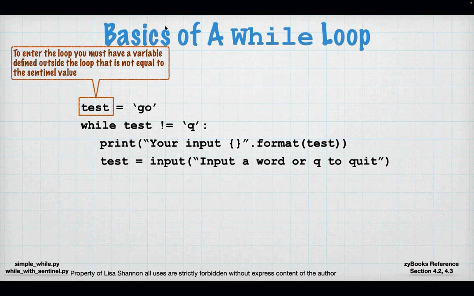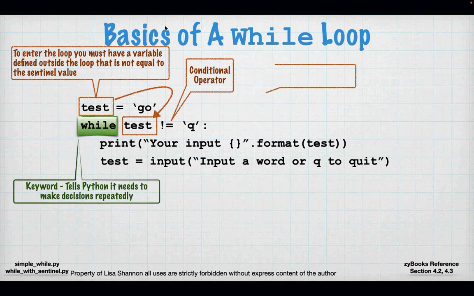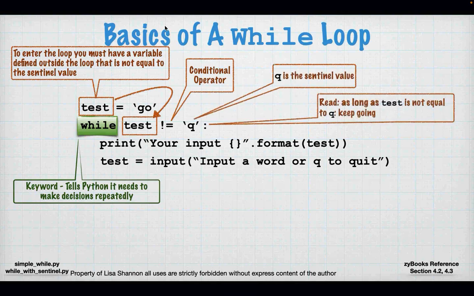Generally, that's the way it's written. So in this case, I have a variable called test. Test is going to contain the value that I am going to evaluate against the sentinel value. In this case, the sentinel value is Q. Q is for quit. Do I want to quit the loop or do I want to keep going? So while tells Python it's going to have to make a decision repeatedly. What it's making the decision based on is the value of test and how it relates to the sentinel value, in this case, which is Q. The relation is defined by the conditional operator. In this case, the conditional operator is not equal.